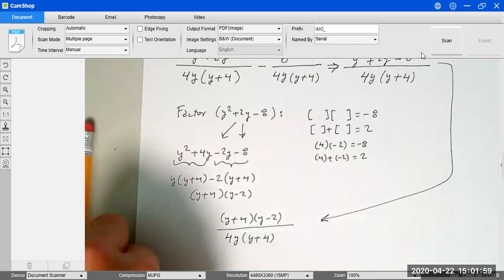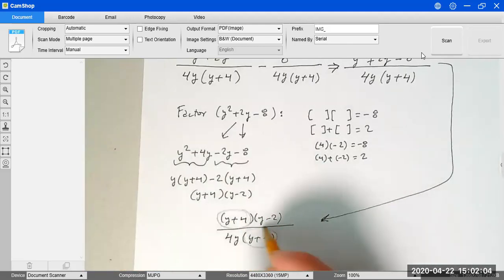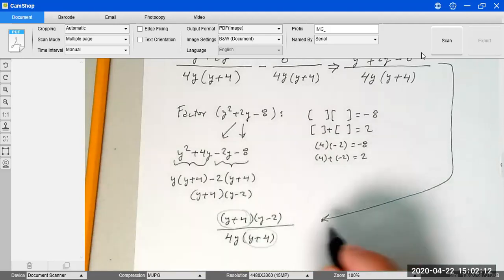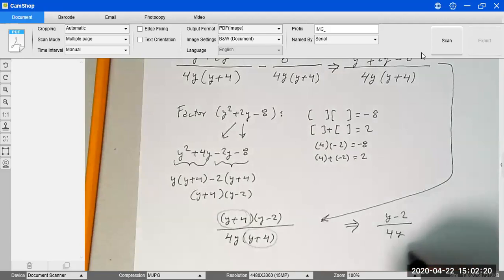You can see here now that we can remove this and this. Remember, we cannot remove single pieces from every parenthesis. So that's the importance of using parentheses. We prevent mistakes. So the final answer then is going to be y minus 2 over 4y.